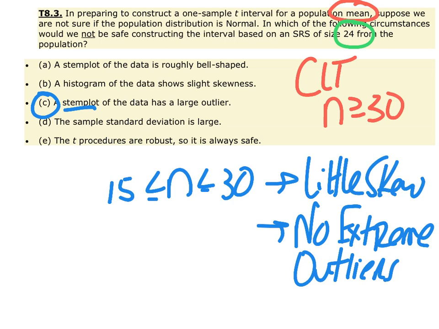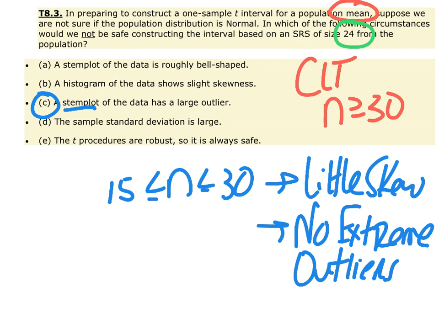Let's talk about A. A is a great way to graph it, and it's roughly bell-shaped, so we would see little skewness, so that's not a problem. Part B says we have little skewness. We used a histogram. That's great, so we meet that one. D and E in this case are not elements that we actually look at when we're checking for approximately normal or the shape.